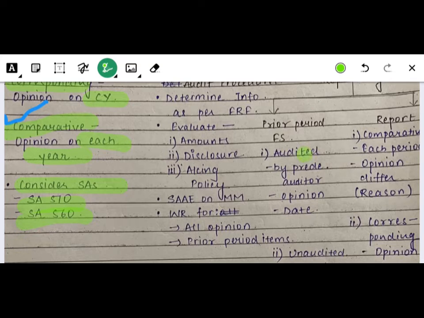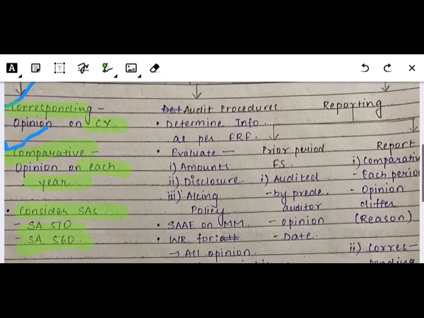And in SA 510, the previous financial statements may be audited by a predecessor auditor or unaudited. Next, if you had audited the previous year financial statements, then you have to consider SA 560. What is SA 560? It is about subsequent events, that is, the events that happen between the date of the financial statements and the audit report date, right? Then the first part, the general part, is completed.